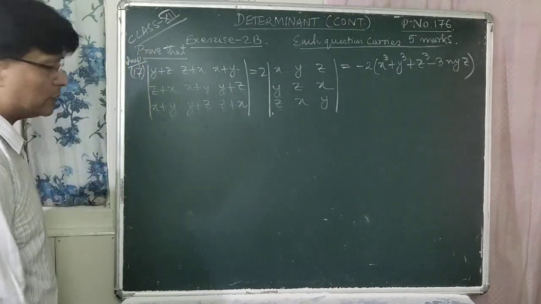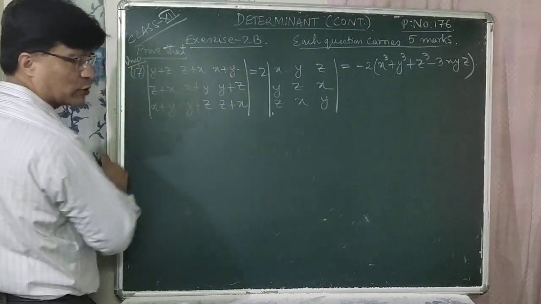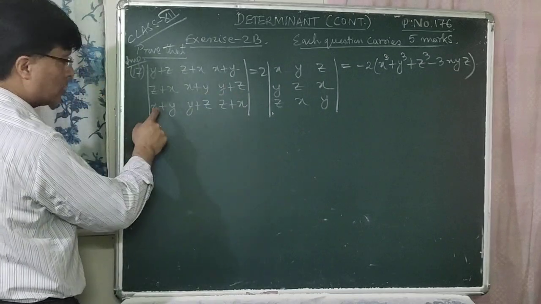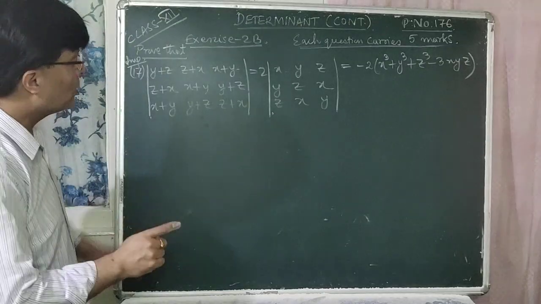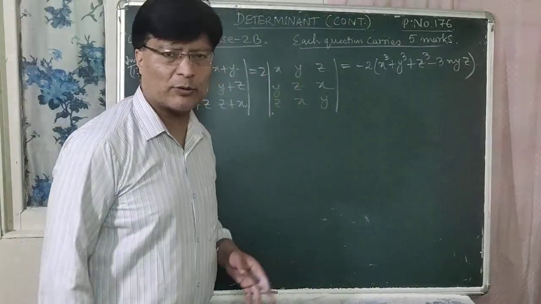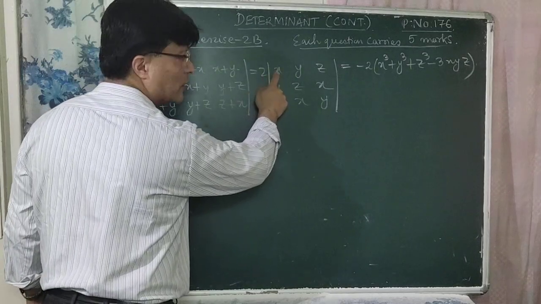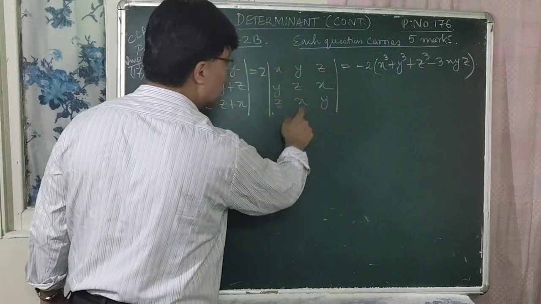Here you have to prove this determinant, that is y plus z, z plus x, x plus y first row, z plus x, x plus y, y plus z second row, and third row is x plus y, y plus z, and z plus x is equal to 2. There are single elements out here. That is 2 into, in the first row only x, y, z are there. In the second row y, z, x. In the third row z, x, y.